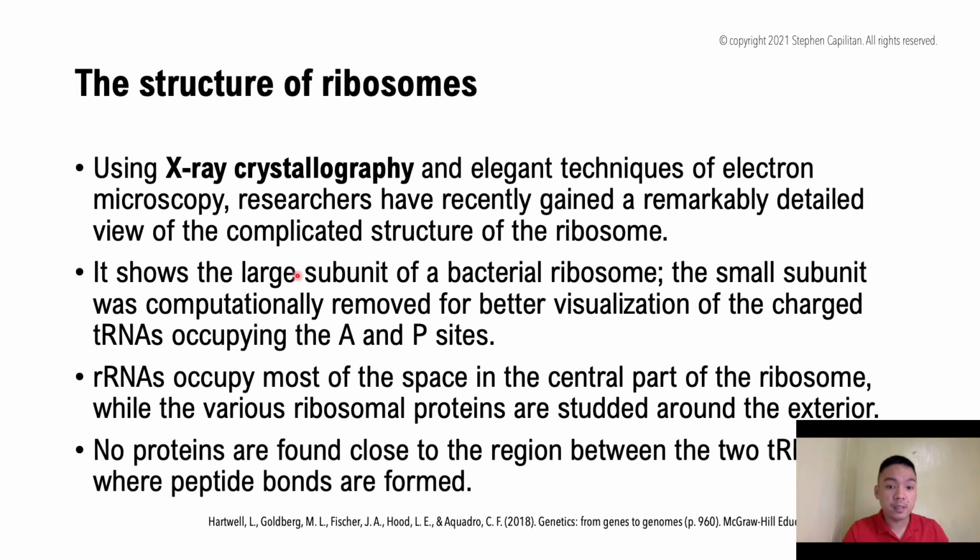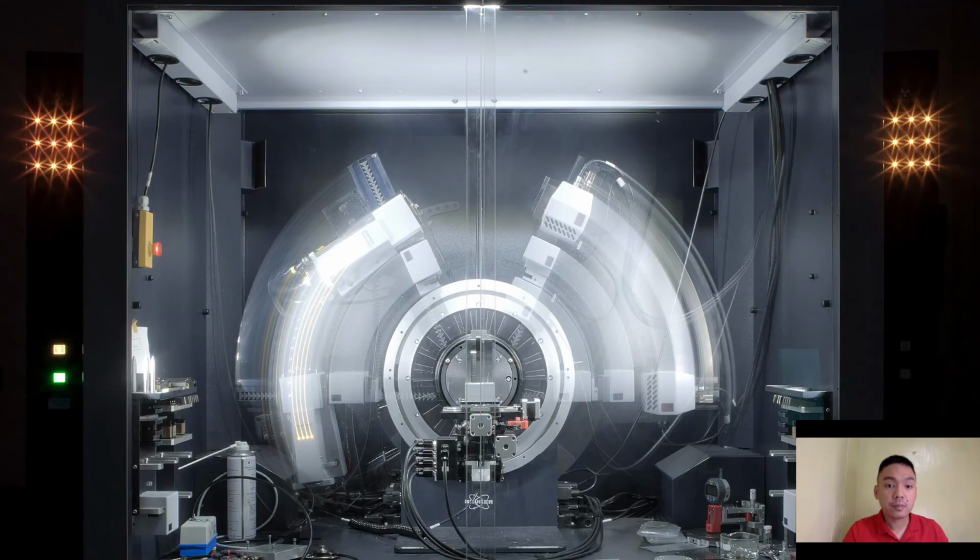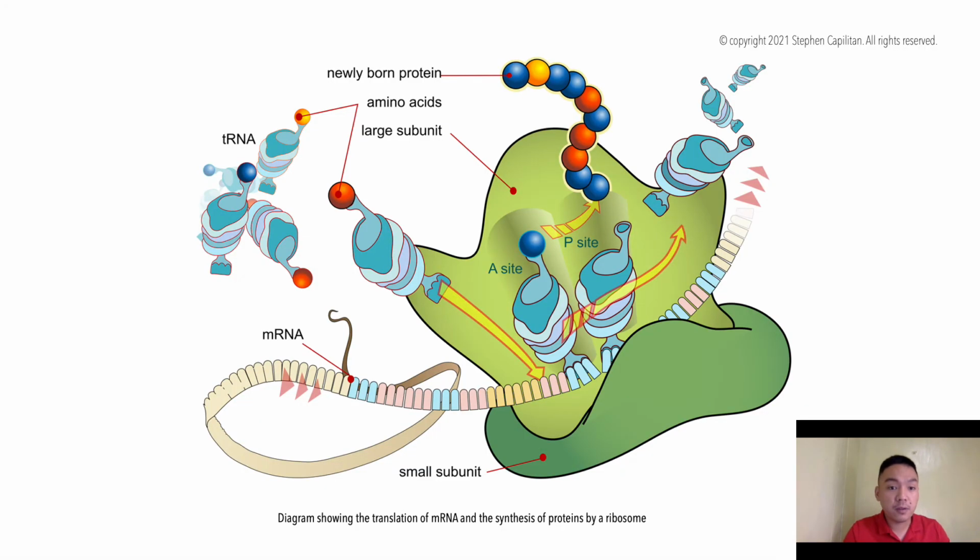So this is your X-ray crystallography. Another sketch comes from this structure. We have the P, A, and E sites. This is your growing, newly born protein. This is your large subunit. This is your small subunit. This is your mRNA strand. And these are your tRNAs carrying the amino acids.